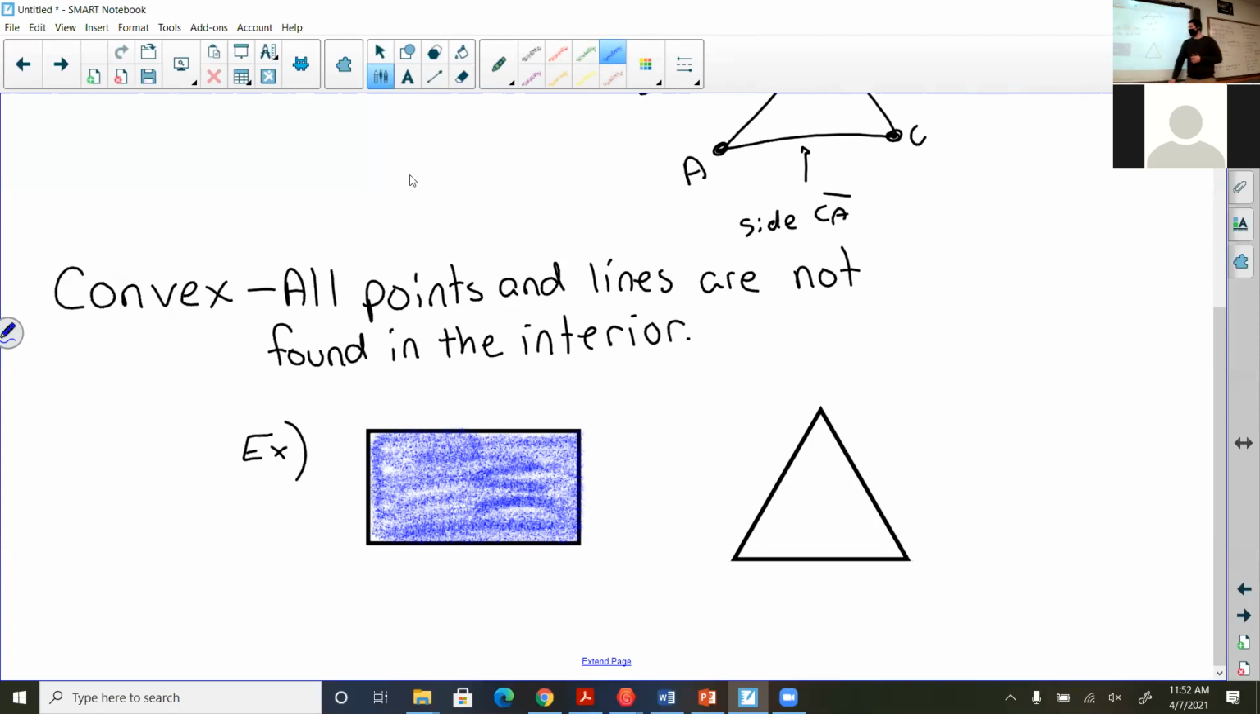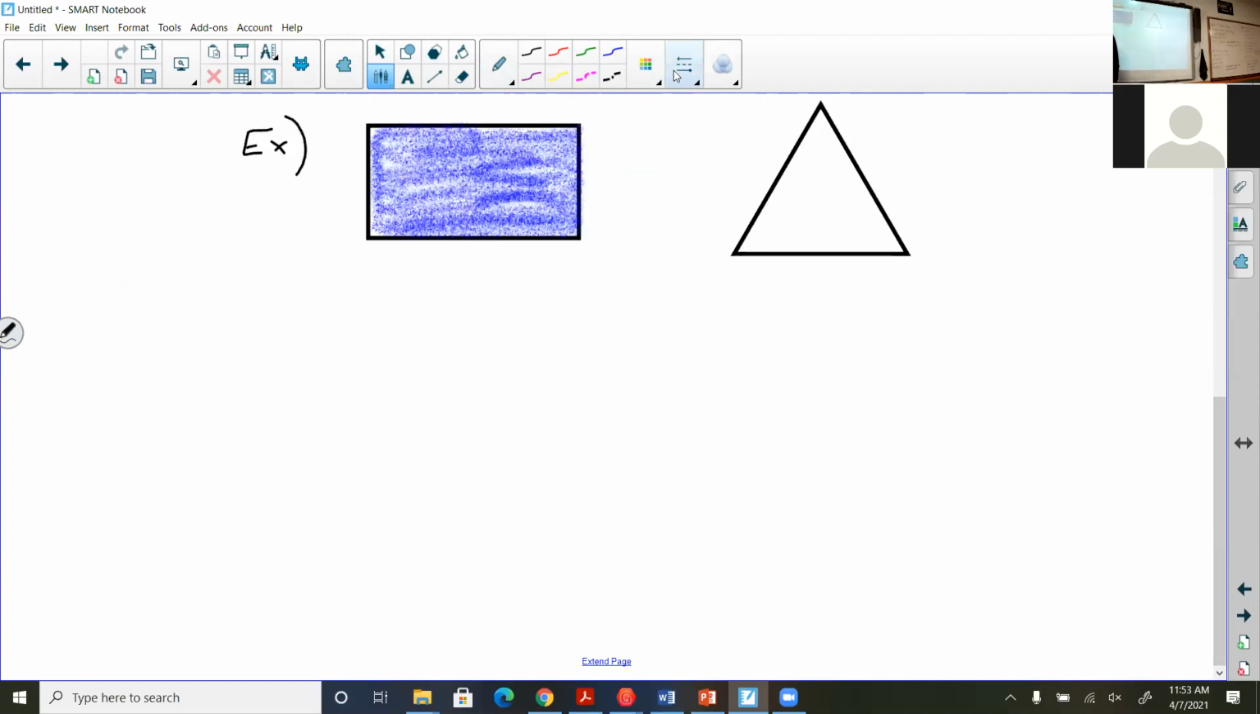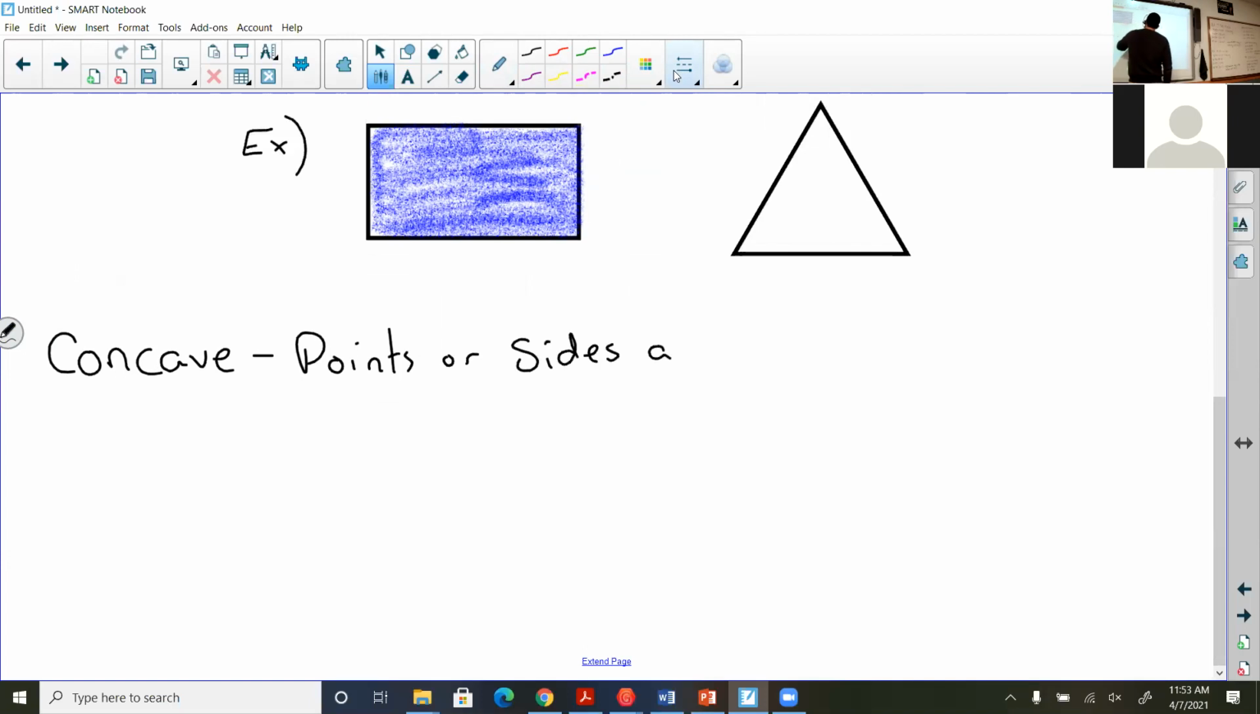Since I was able to draw this rectangle and none of the points are going into that interior, nothing's diving into it. It's almost like there's a black hole in the middle of a shape and it just started sucking the sides in, that's what would make it look concave. Whereas everything is nice and calm, that would be convex. Convex is when all the points are on the outside. Concave would be like if you imagine a star and how it goes in, that would be concave. Both of these shapes are convex because none of them go into the shape at all.